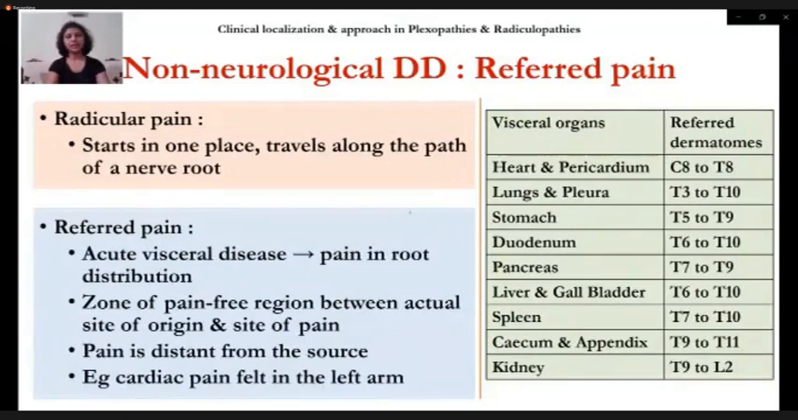At this point, I would also like to introduce the concept of referred pain, wherein the acute visceral disease may cause pain in the segmental distribution and closely mimic a radicular pain. This referred pain needs to be distinguished from radicular pain. While radicular pain starts in one place and travels along the path of a nerve root, in the case of referred pain, there is a zone of pain-free region between the actual site of origin and the actual site of pain. That is, pain is distant from the viscera, which is the source of pain. For example, the cardiac pain is felt over the left arm.